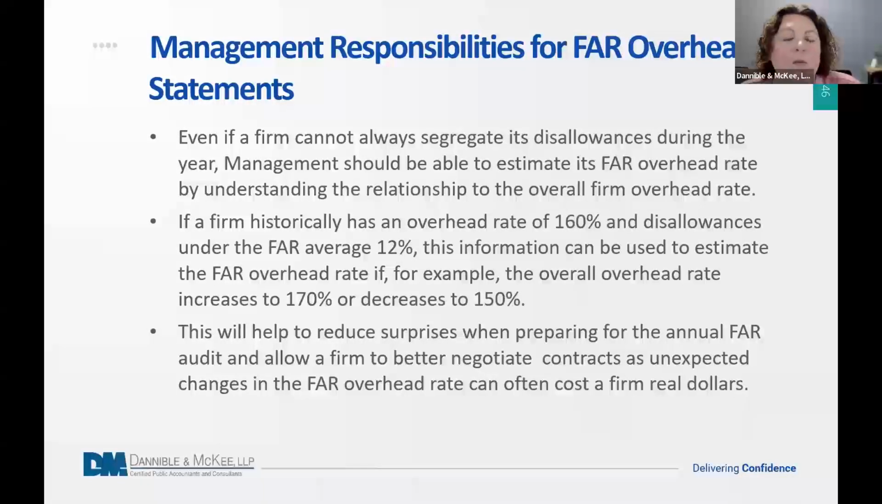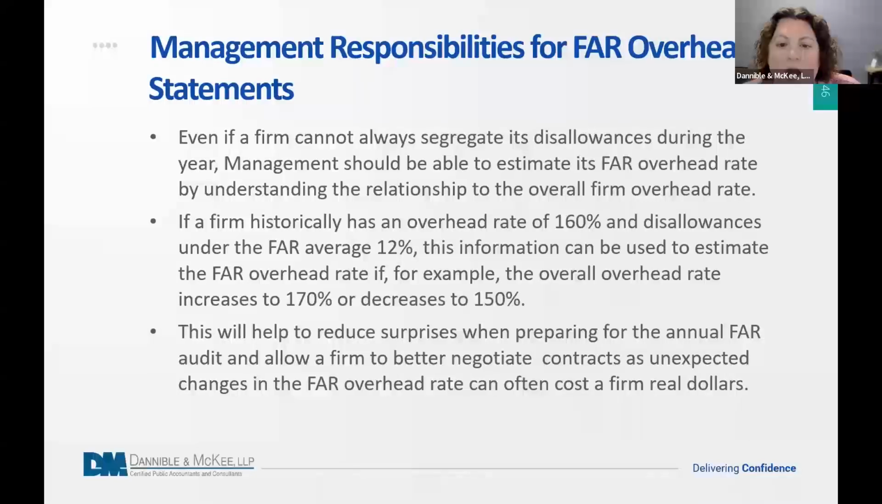So even if a firm cannot always segregate its disallowances during the year, management should be able to estimate your FAR overhead rate. As time goes on, you're going to be able to understand what the disallowances are. And typically that percentage of disallowance every year is pretty consistent. If you're a firm that has an overhead rate of 160% and disallowances under FAR have averaged around 12%, you're going to be able to take your overhead rate.